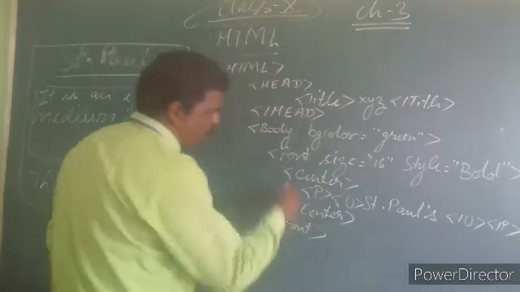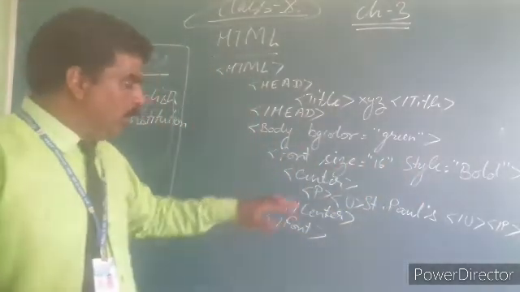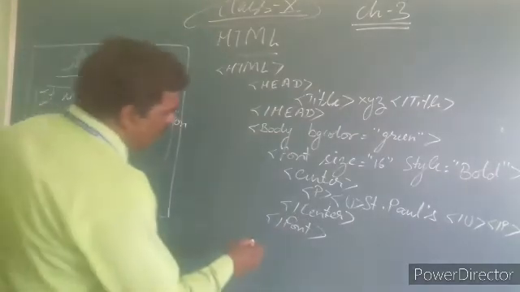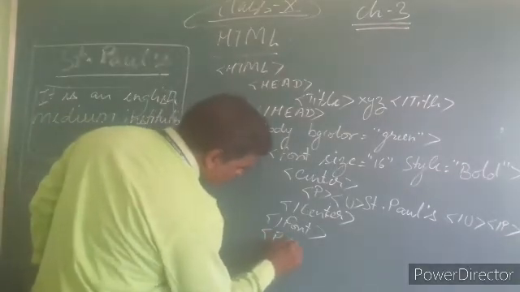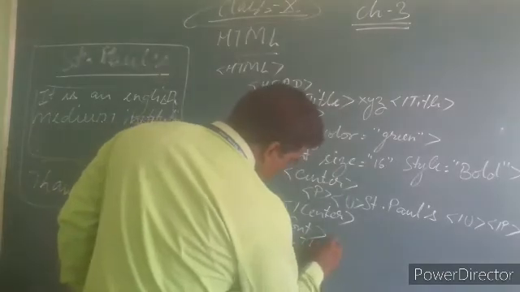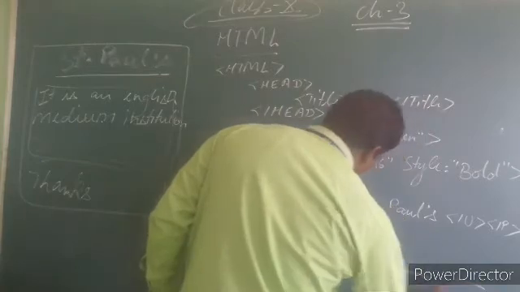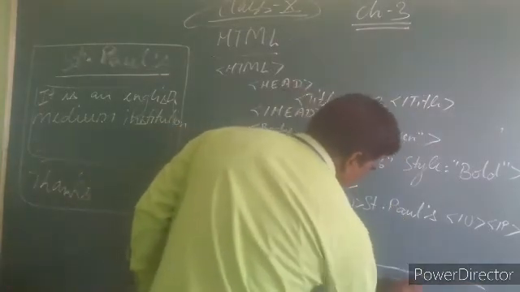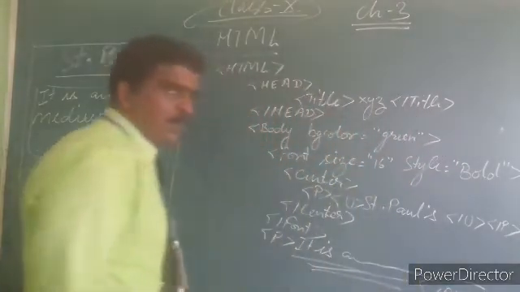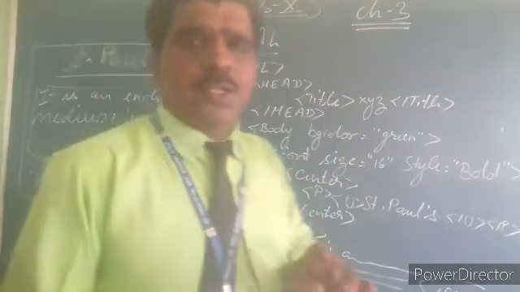Font should be closed, because we want St. Paul's font that should be more than the normal text. So normal text we are writing here in the P tag. After that, it is an English medium school, whatever we want to write. After that P tag. It means we have written this text.